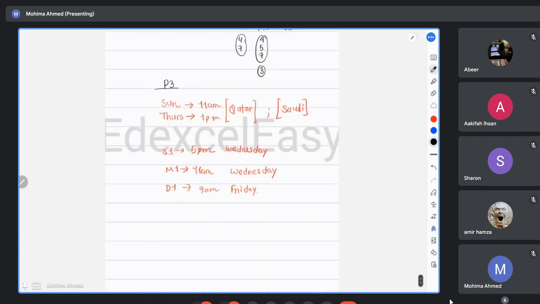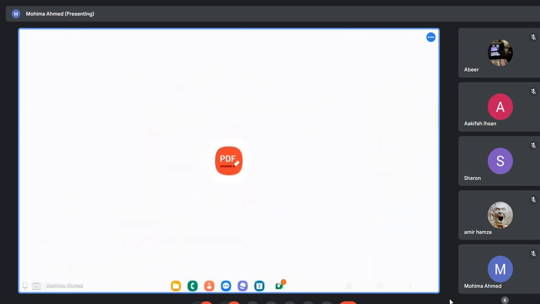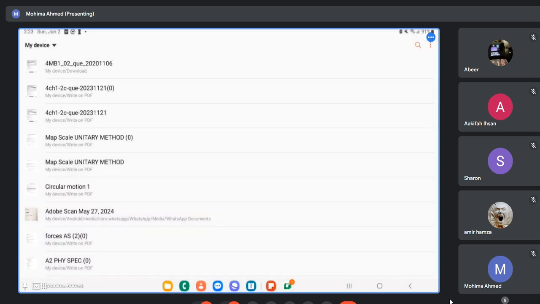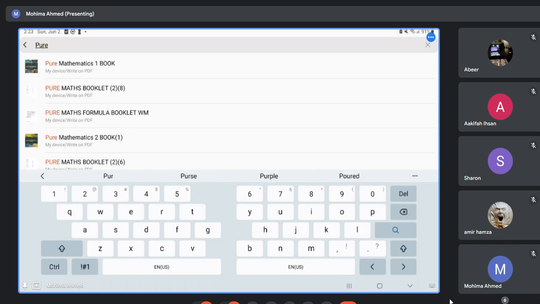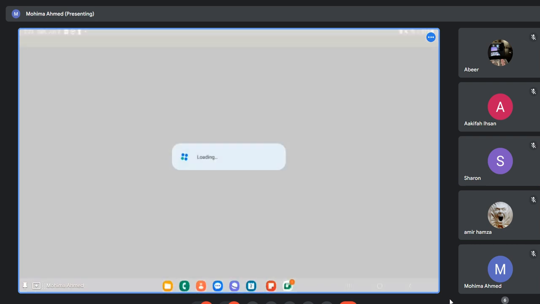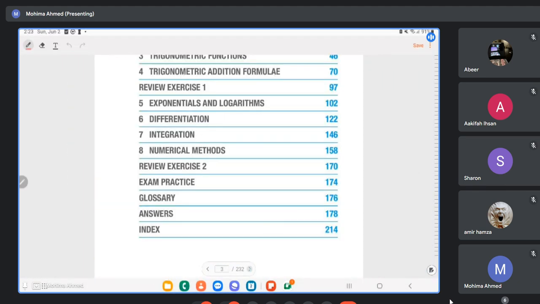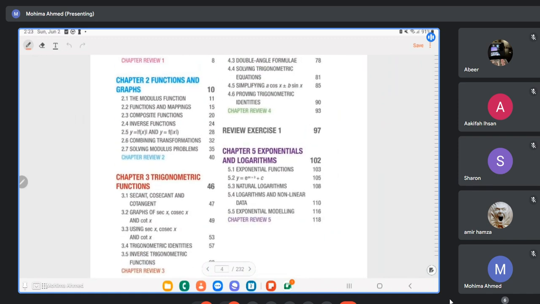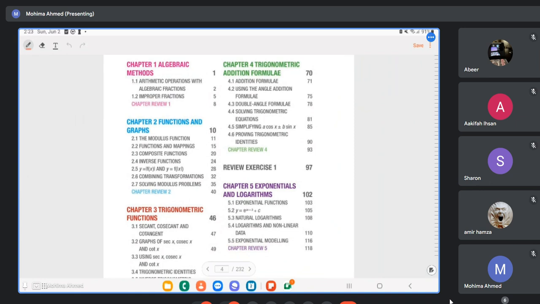Okay, now we will start with our chapter 1. Chapter 1 in P3 is extremely easy. Well, we can entirely solve chapter 1 of P3 in today's class. By the way, this is your content. The first one is about algebraic methods, and this is quite easy, but it also has some differences. So I will suggest doing that chapter 1.